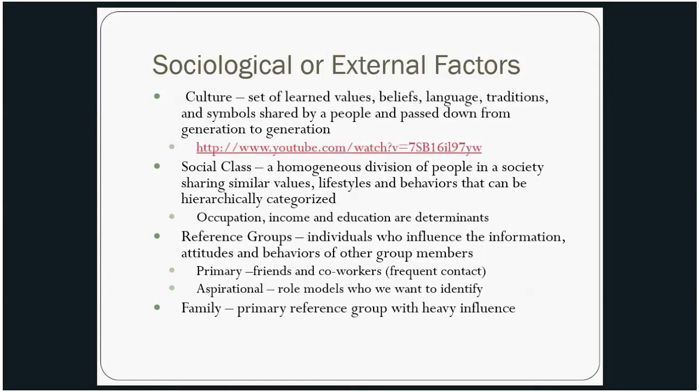We can see social class, a homogeneous division of people in a society sharing values, lifestyles, and behaviors. You know, the determinants of social class tend to be occupation, income, and education. We can look at white collar or blue collar, and we can divide up. We can look at different social class. We can look at this in terms of auto racing, where F1 or Grand Prix may be considered at a higher social class because it's more expensive or because of who is sitting around us. NASCAR traditionally looks at more maybe blue collar or middle class.